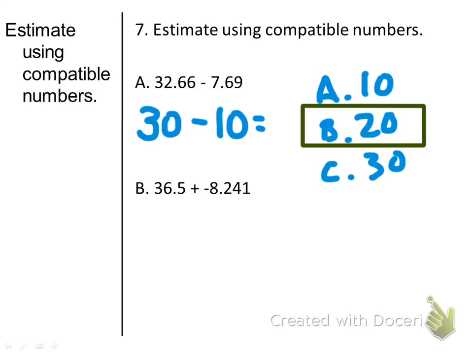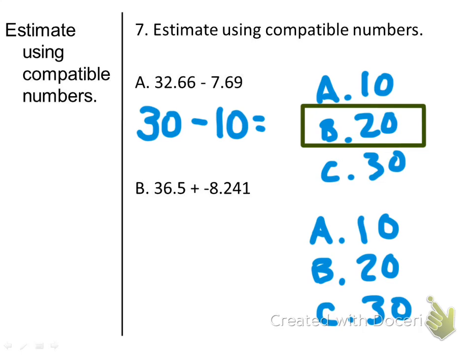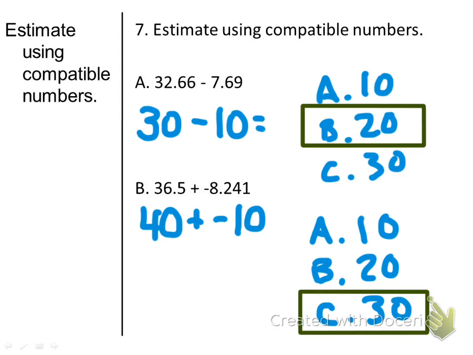Number 8, again, we're going to use compatible numbers. So I'm going to write out my solutions. And now we're going to write out our compatible numbers. I have 36.5 that we're going to round up to 40 because it's closer to 40 than 30. And then 8, is that closer to 5 or 10? Well, we're going to say it's closer to 10. So 40 minus 10 equals 30. That's correct. So the answer would be C, 30.